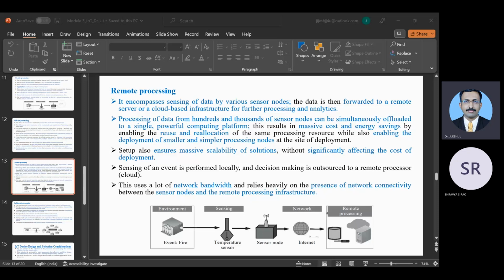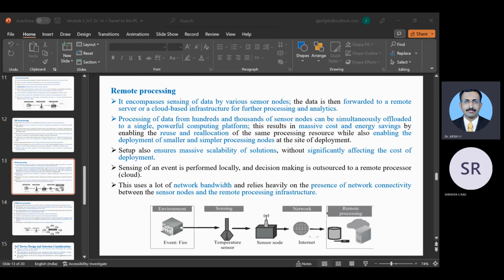So that is what is happening here. It ensures massive scalability of the solution and significantly affects the cost of the deployment. It will reduce the cost of deployment because you are taking the computing power completely to the server. You are not making your node compute the entire process before it sends the result.